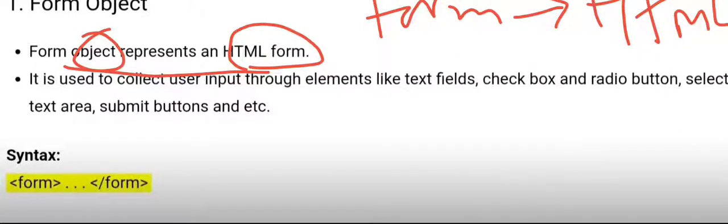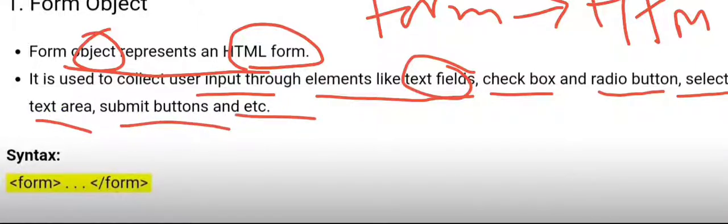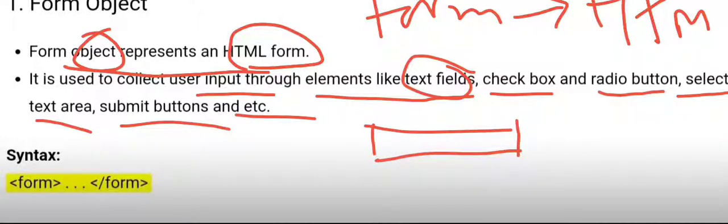So basically the intention of the form object is to collect the user input data through elements like text field, check boxes, radio buttons, select option, text area, submit buttons, etc. This rectangle box shows the text area. Next, checkbox. Here it is this square symbol, the checkbox. Next, radio button.